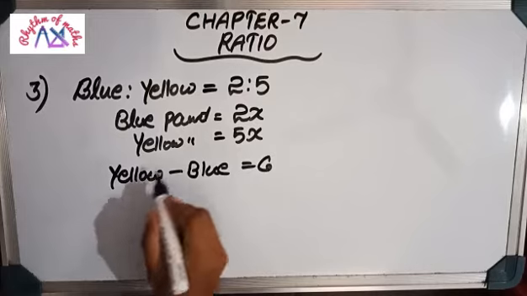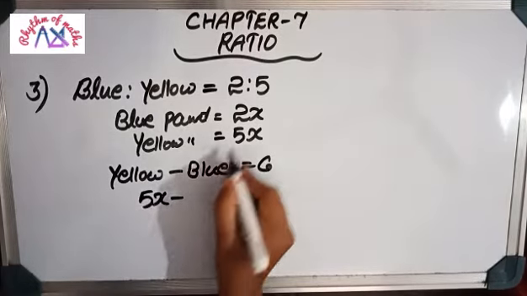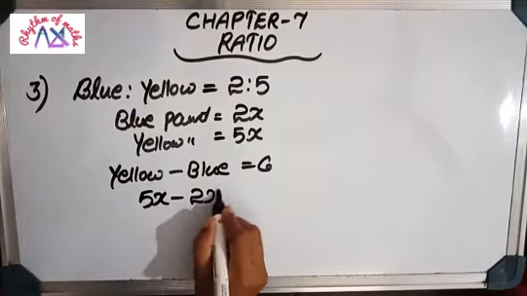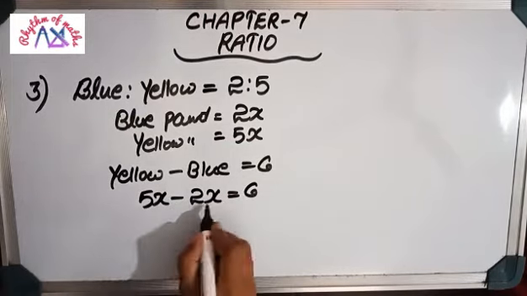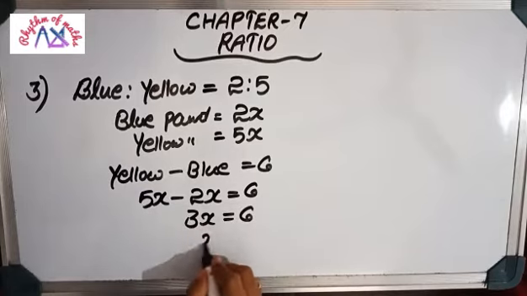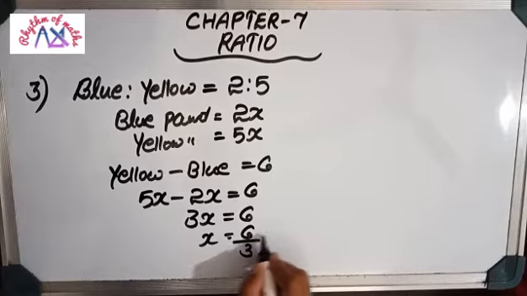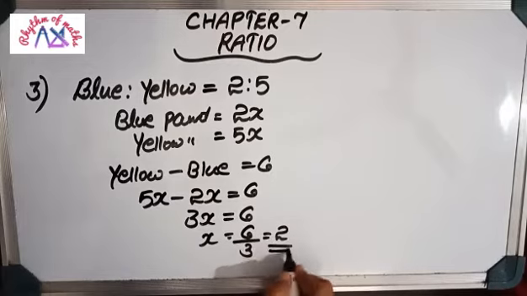Now let's apply the value. Here yellow is 5x. So 5x minus blue, which is 2x. So 5x minus 2x equal to 6. Difference is 3x. 3x equal to 6. Now keep x here, take the 3 to this side. So it will be 6 by 3. That is 2. So x value is 2.